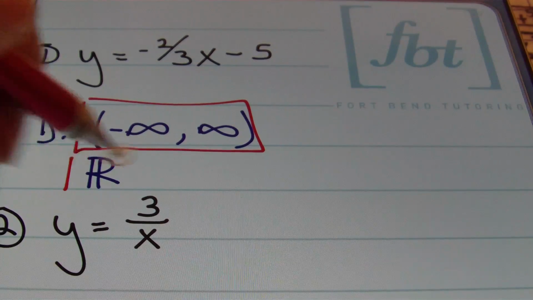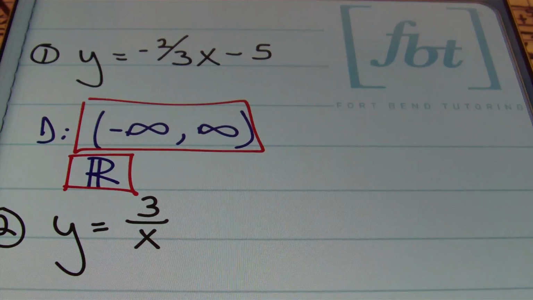You can give them the all real symbol there if they're accepting that, or you can simply write out all real numbers. Any of those would be acceptable. You can plug anything into this equation, ladies and gentlemen, anything into this function, and it'll be a-okay. That's number 1. Let's check out the next problem.